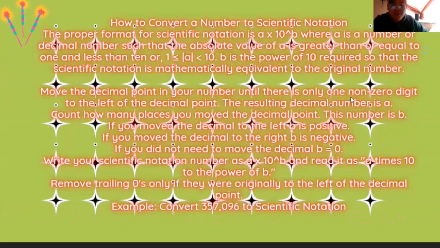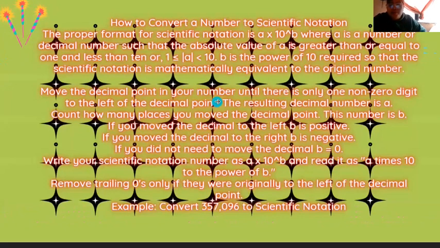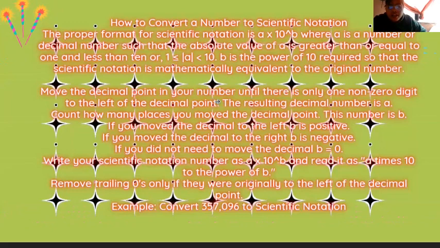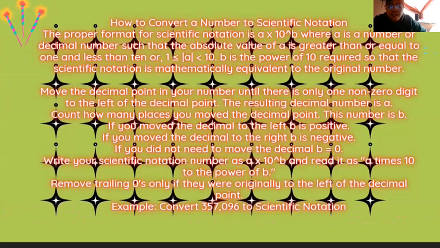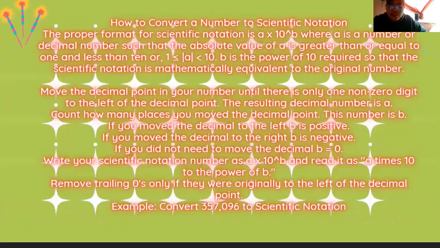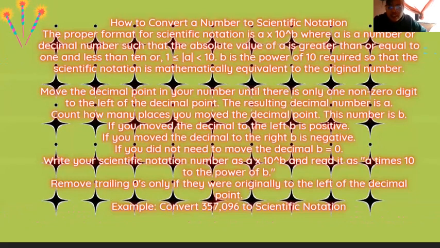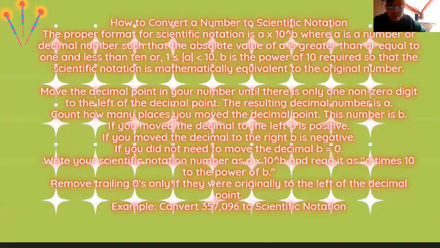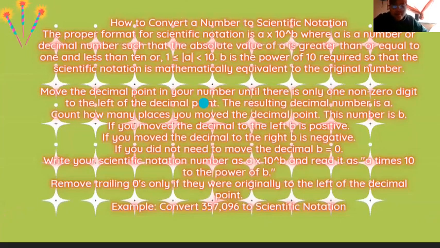How to convert a number to scientific notation? The proper format for scientific notation is a times 10 to the power of b, where a is a number or a decimal such that the absolute value of a is greater than or equal to 1 and less than 10, or 1 is less than or equal to a, less than 10. b is the power of 10 required so that the scientific notation is mathematically equivalent to the original number.